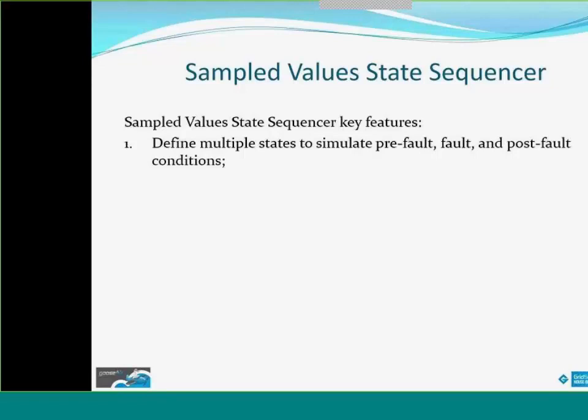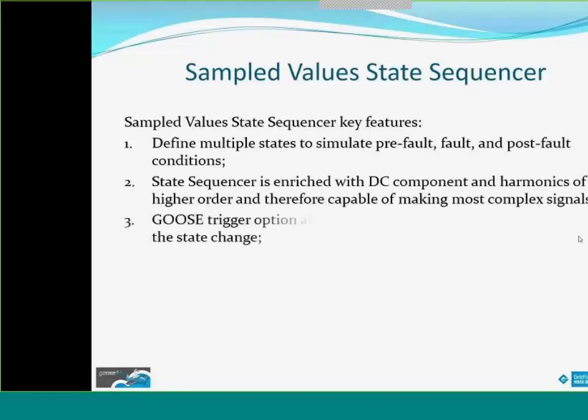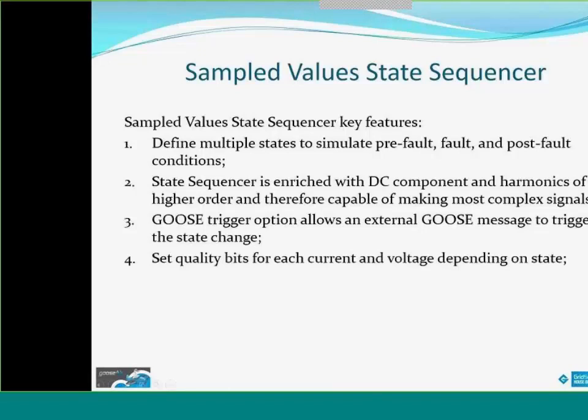State sequencer is where you configure actual values of currents and voltages, as well as phase angles and power system frequency. These are some of the key features of sample values state sequencer. GooseAir supports multiple states property, which allows users to simulate pre-fault, fault, and post-fault conditions, and power system frequency would also be changed by state.